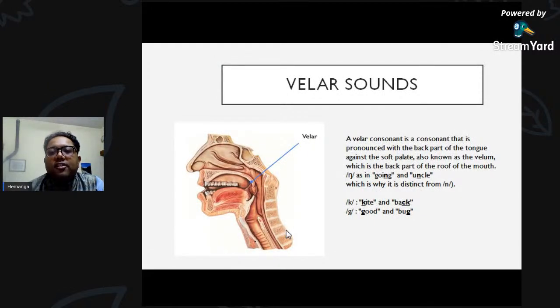A velar consonant is a consonant that is pronounced with the back part of the tongue against the soft palate, also known as the velum, which is the back part of the roof of the mouth. So the English "ng" as in "going" and "uncle". The sounds in the English words kite, good, and bug are all velar sounds.